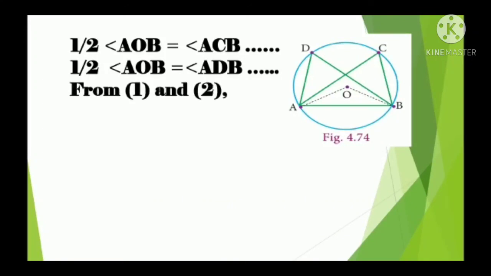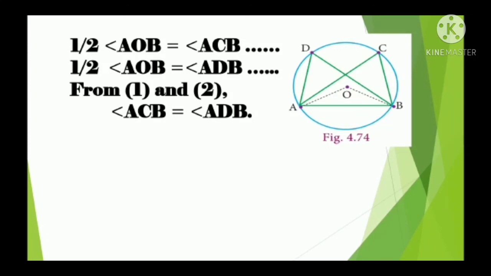So here the two left sides are equal. So what can we say? Yes, the right sides are also equal. So angle ACB is equal to angle ADB. What are these two angles? ACB and ADB, what are they?